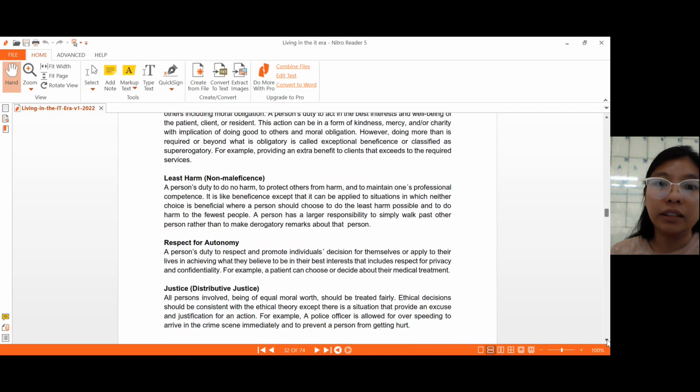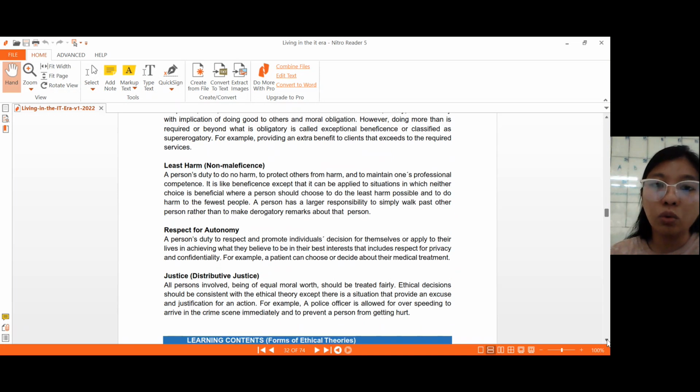Okay, least harm or non-maleficence, a person's duty to do no harm, to protect others from harm, and to maintain one's professional competence. It is like beneficence, except that it can be applied to situations in which neither choice is beneficial, where a person should choose to do the least harm possible and to do harm to the fewest people. A person has a larger responsibility to simply walk past another person rather than to make derogatory remarks about that person.